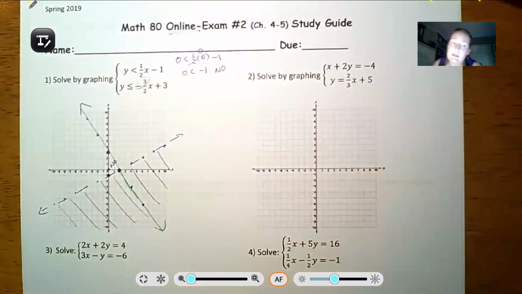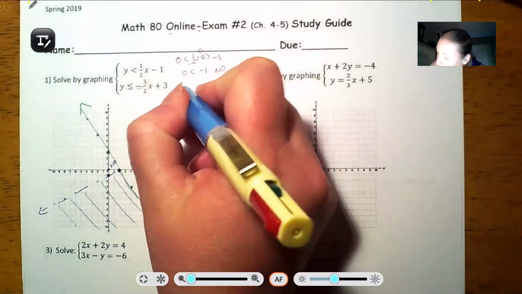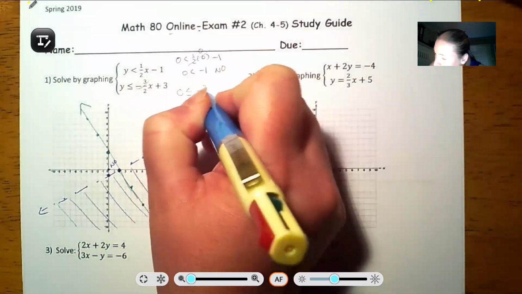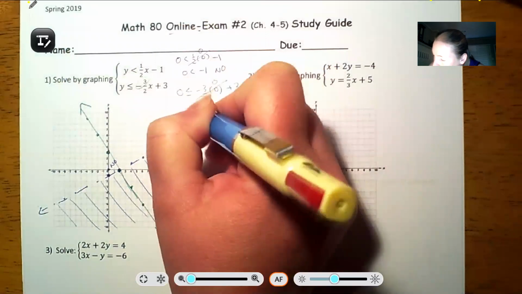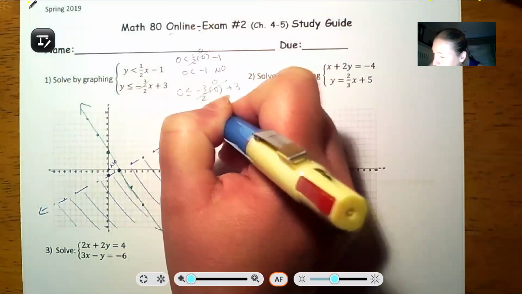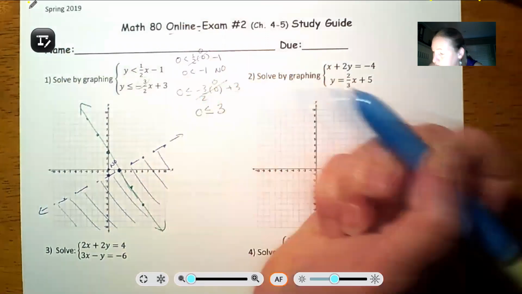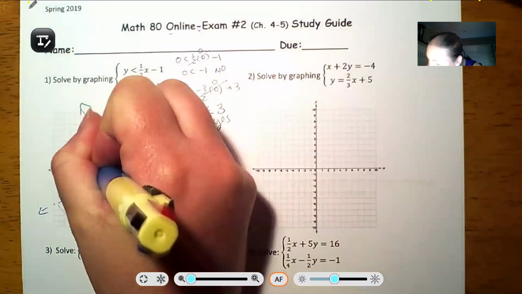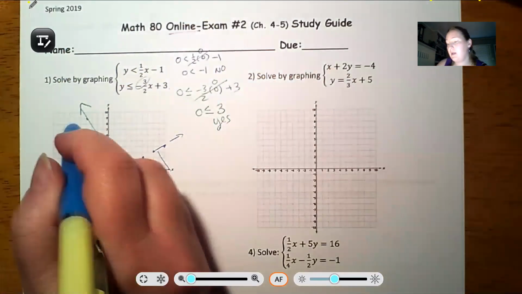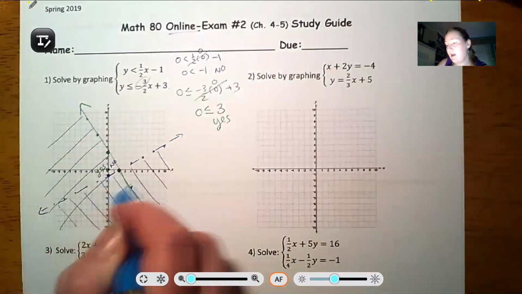I'm going to test 0, 0 on that one. So I'm going to plug in 0 and 0 for the x and the y. Anything times 0 is 0. So here I have 0 less than or equal to 3. 0 plus 3 is 3. And that is a yes. So this time I'm going to shade the 0, 0 because it was a solution for that inequality.